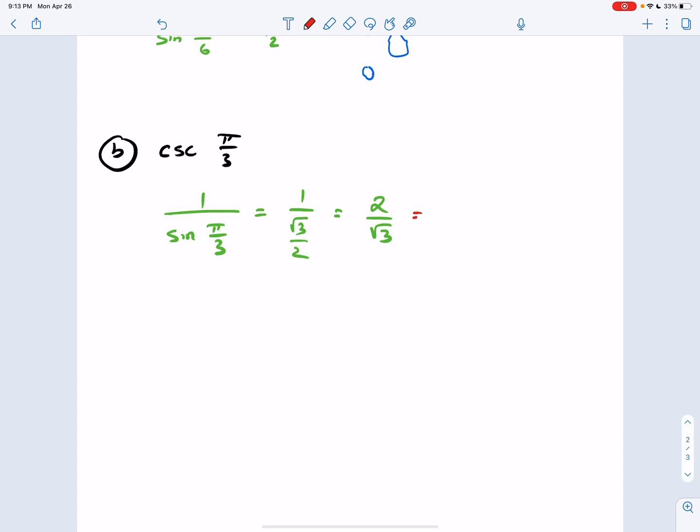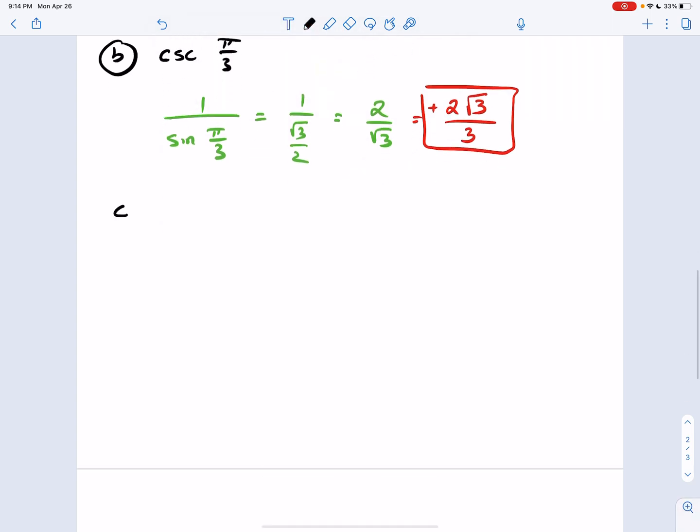2 over radical 3 is the same thing as bringing up the radical and leaving the radicand at the bottom. Remember, the radicand is just everything on the inside of the radical. Okay? And I know that this comes out positive. Positive isn't necessary, but I'm going to put it there just to show that I checked it. Okay?